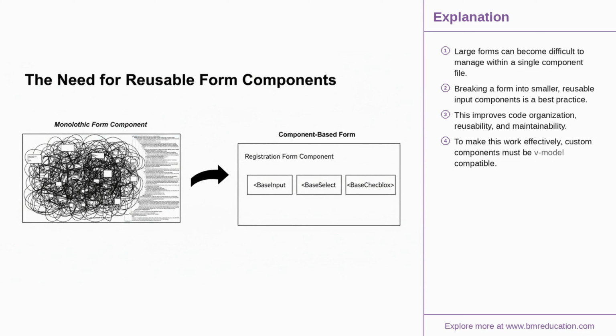As forms grow, managing them in one component becomes cumbersome. The best practice is to break them down into smaller, reusable input components. This improves organization and maintainability. But how do we make a custom component, like BaseInput, work seamlessly with v-model just like a native input?